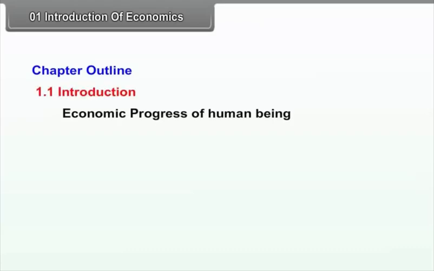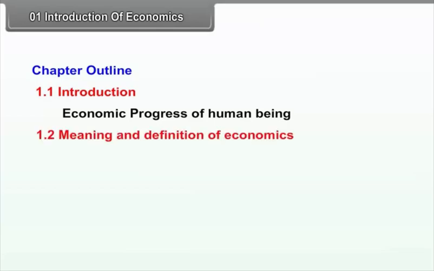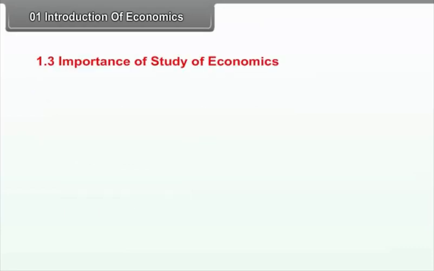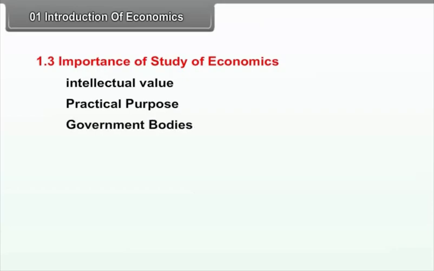Chapter 1, Introduction to Economics. Chapter Outline. 1.1, Introduction. Economic Progress of a Human Being. 1.2, Meaning and Definition of Economics. Adam Smith, Dr. Alfred Marshall, Professor Lionel Robbins. 1.3, Importance of Study of Economics. Intellectual Value, Practical Purpose, Government Bodies.